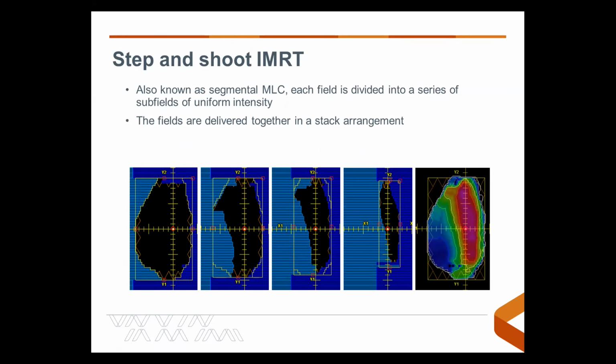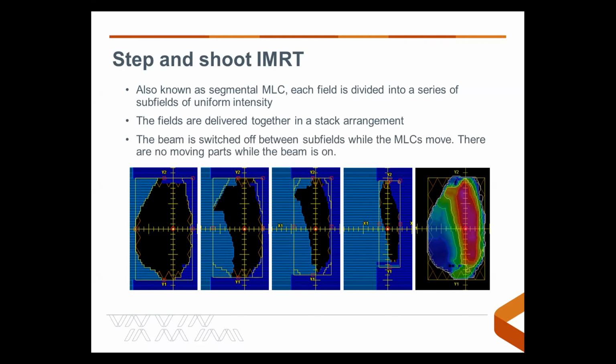So the machine will deliver this one first, move the MLCs, deliver this one, move the MLCs, deliver this one, and then this one, all together in one delivery, and have a series of beam holds between those fields. Yeah, so it's switched off between subfields while the MLCs move, and as such, there are no moving parts while the beam is on.